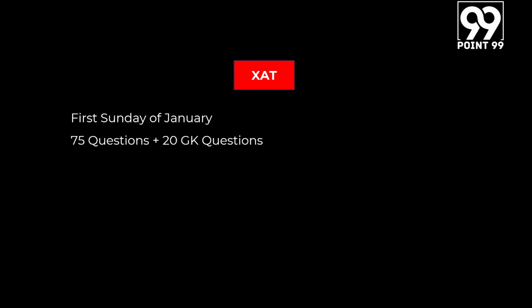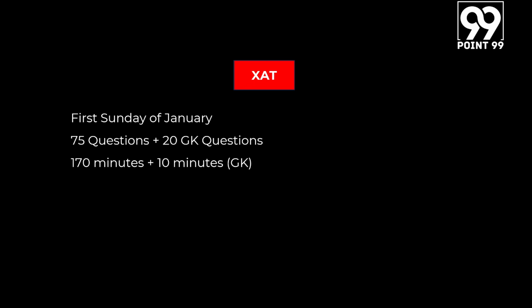Now, let's go to the next big test. The next prestigious test is the XAT. XAT is Xavier's Aptitude Test. It happens on the first Sunday of January every year. Last year, it comprised 75 questions, which was part 1, and 20 GK questions, which was part 2. In terms of the timing, 170 minutes is what you get to solve the first 75 questions, and 10 minutes is what you get for the GK section.